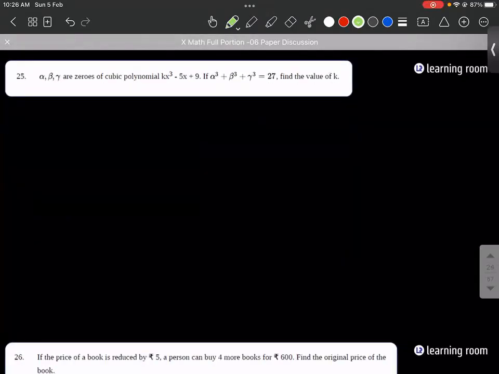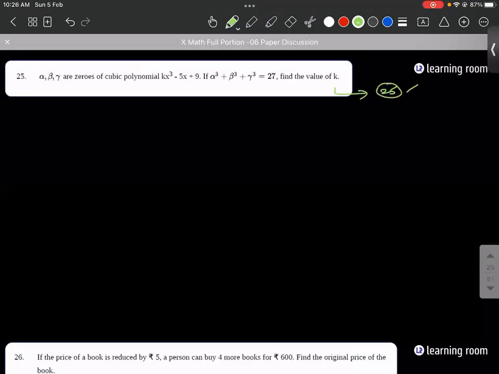So alpha, beta, gamma. Sir, actually, isn't this one a cubic, or is it a polynomial? Omitted. So again, mark it. 25 should get marks.